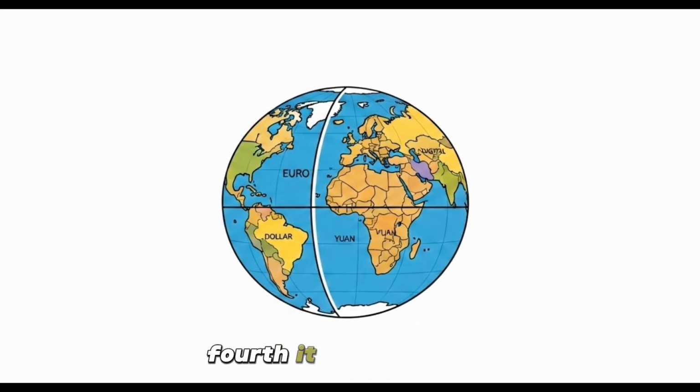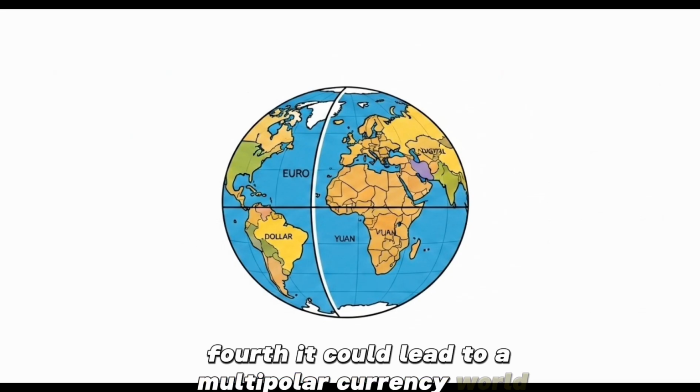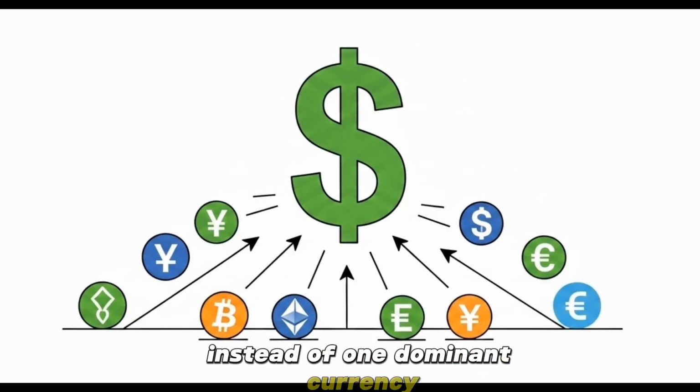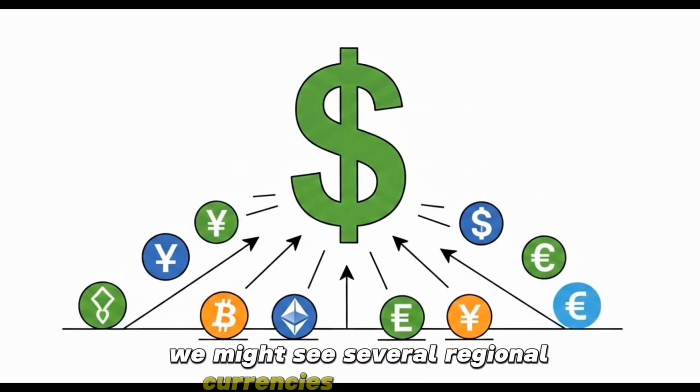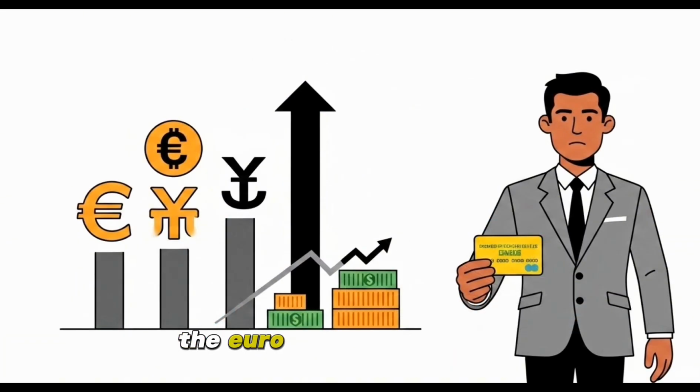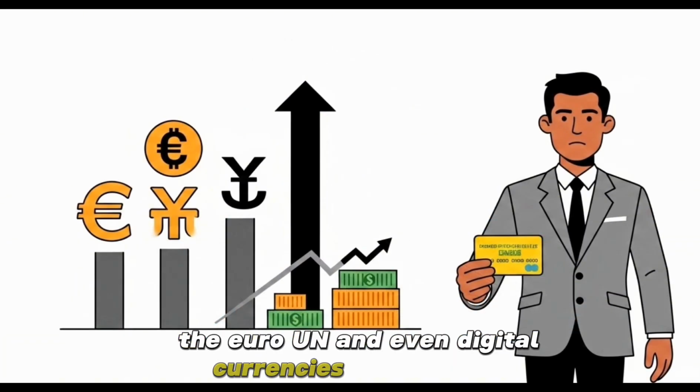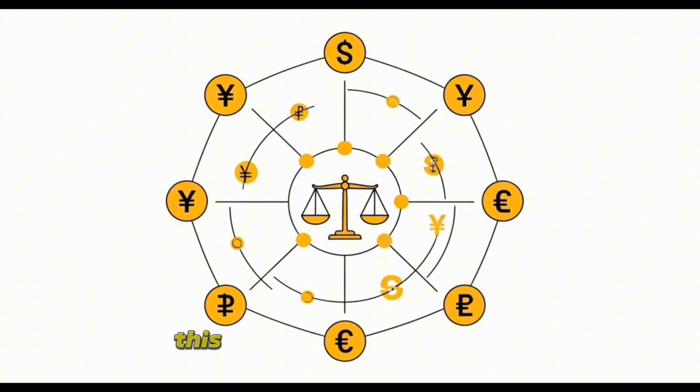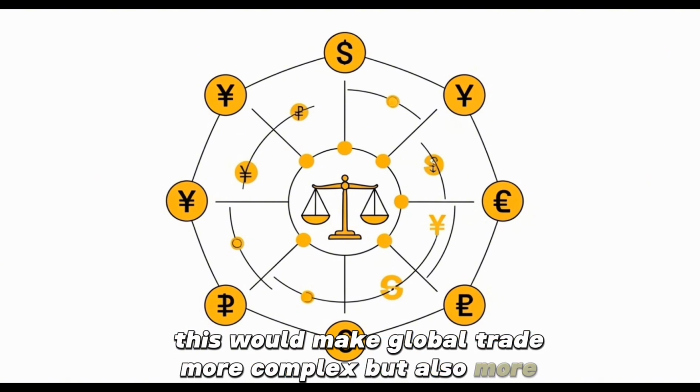Fourth, it could lead to a multipolar currency world. Instead of one dominant currency, we might see several regional currencies used for trade. The euro, yuan, and even digital currencies could rise in importance. This would make global trade more complex but also more balanced.